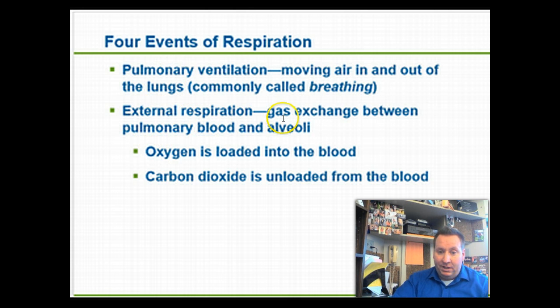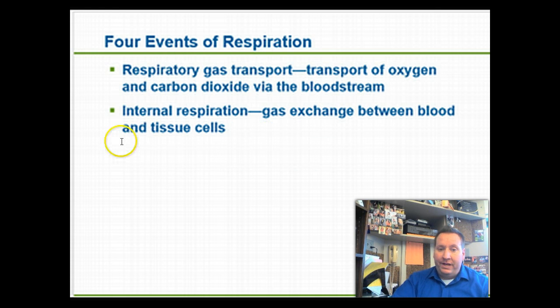So we go from the external respiration, which is the gas exchange between the blood and the alveoli. Oxygen is loaded, carbon dioxide is then loaded. Then we have to transport it. So now we're going to have to go through the gas transport, and we're going to have to move this blood that's loaded with oxygen throughout our body. What does the movement of the blood? That's going to be your cardiovascular system. So we're going to transport oxygen and carbon dioxide via the bloodstream to the various areas that it needs to go to.